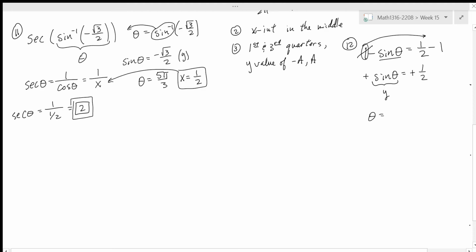So I need you to find all of the angles in the unit circle that have 1/2, positive half, as a y coordinate. All of the angles in the unit circle that have positive half for a y coordinate. And as soon as you've got those, I'm ready.